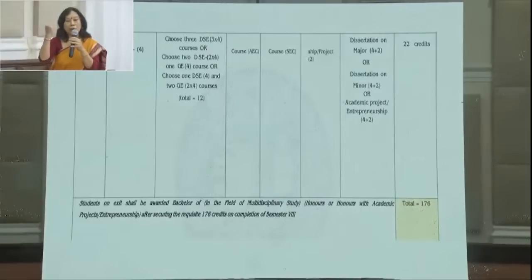So the concept of major and minor, particularly minor, in a multidisciplinary program is different from a single core discipline honors program. The definition of major and minor is different. In an honors program, GEs will be used to create a minor, but in a multidisciplinary program it is not the GEs but the discipline along with the discipline specific electives which will give rise to a minor, provided 7 papers are studied dedicatedly of that particular discipline.